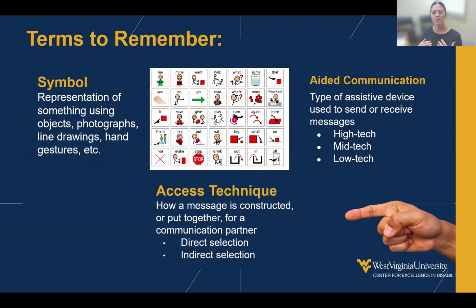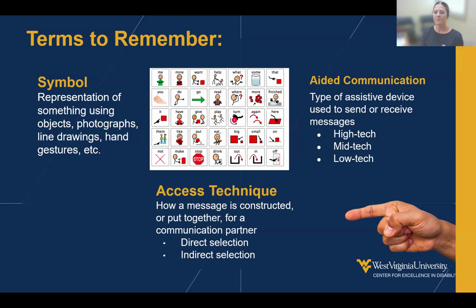Okay, so more terms to remember. I'm going to break these down a little bit further on the next couple of slides, but just to start out, these are common terms that you're going to hear based on AAC, and this could be for any type of AAC. The first one is symbol, and that is a representation of something, right? So a representation of an object, a person, a picture, a line drawing, a hand gesture, etc. So symbols could be a variety of representations. It's just meant to mean or represent something, okay?